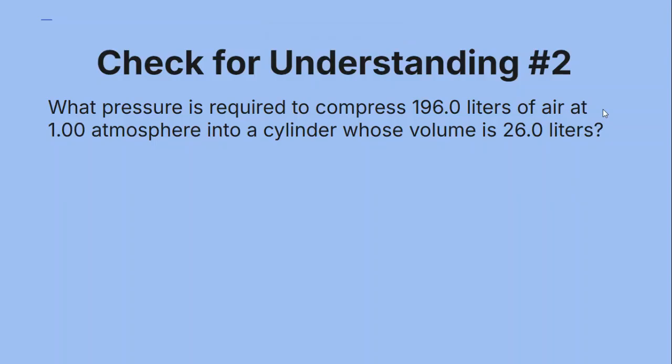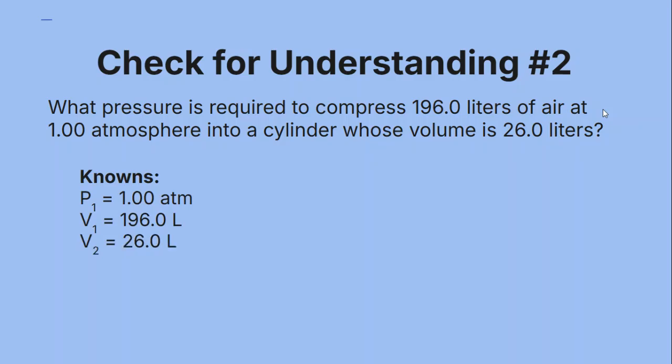What pressure is required to compress 196 liters of air at 1 atmosphere into a cylinder whose volume is 26 liters? Your known values were the initial pressure of 1 atmosphere, the initial volume of 196 liters, and your final volume of 26 liters. And you are asked to find the final pressure, which will have a unit of atmospheres because the pressure units will stay the same on both sides of the equation, just like the volume unit is.